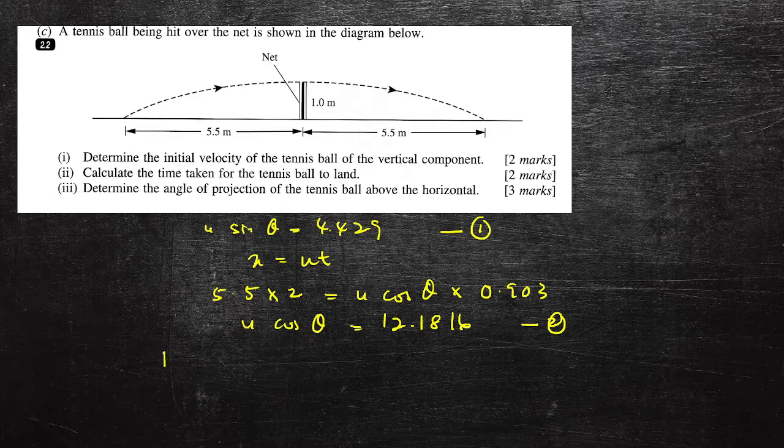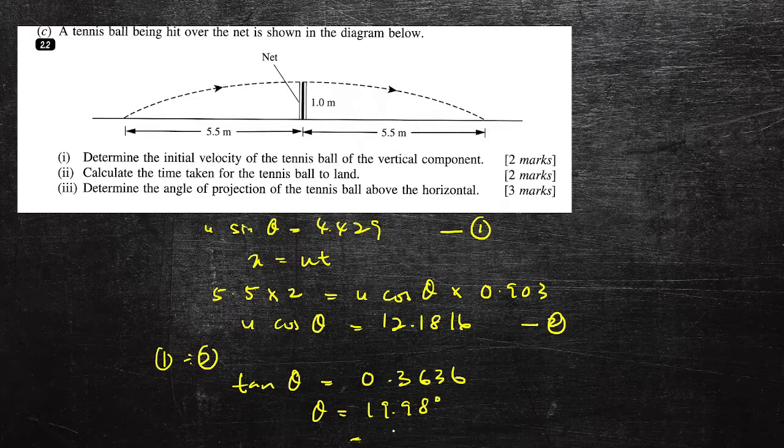So you divide 1 by 2. Sine over cosine gives tangent. Tangent theta equals 0.3636, so theta will be 19.98, which is near 20 degrees. That will be the answer for number 3.